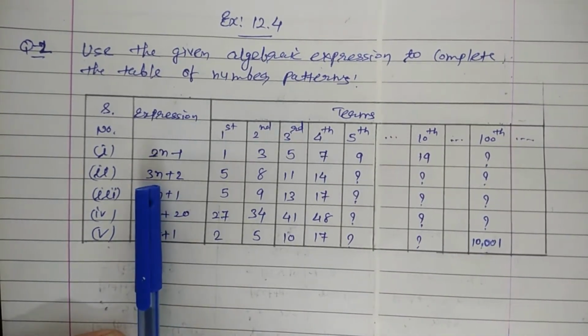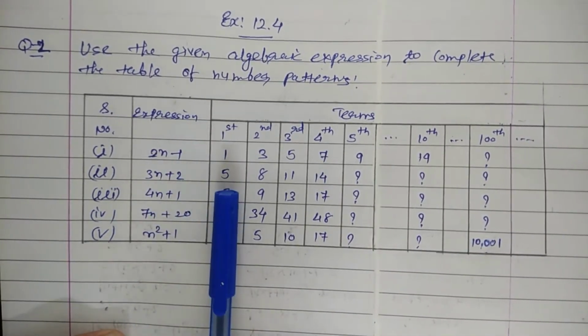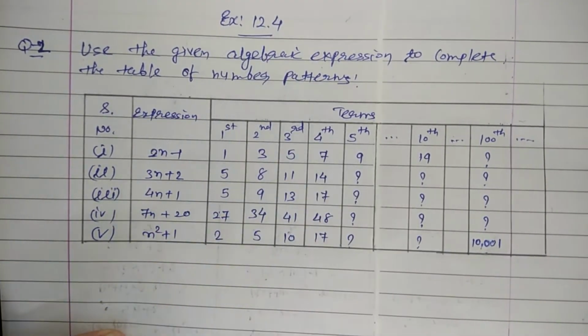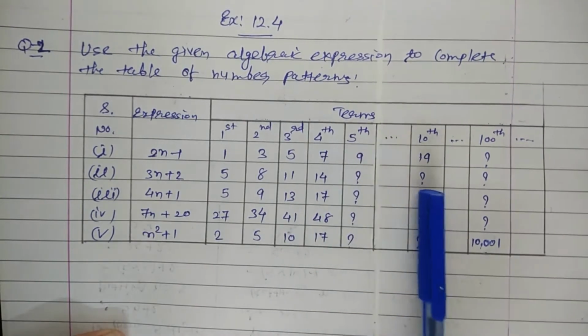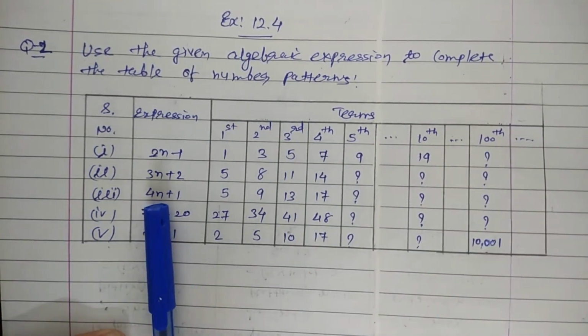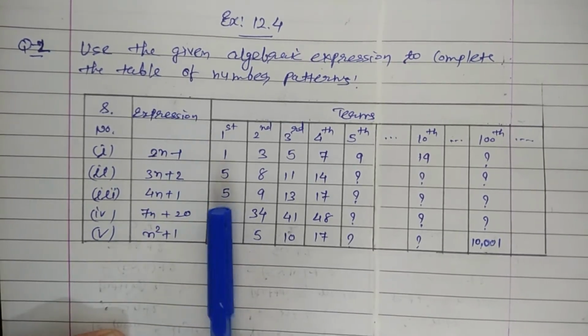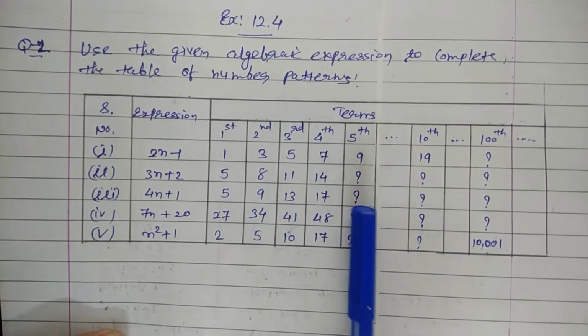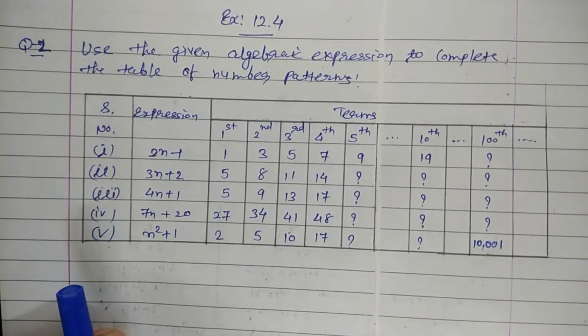Next expression 3n plus 2, the first term is 5, the second term is 8, the third term is 11, the fourth term is 14, and the fifth, 10th and 100th terms we have to find. Expression third, 4n plus 1, the first term is 5, the second term is 9, the third term is 13, the fourth term is 17, and the fifth, 10th and 100th terms we have to find.